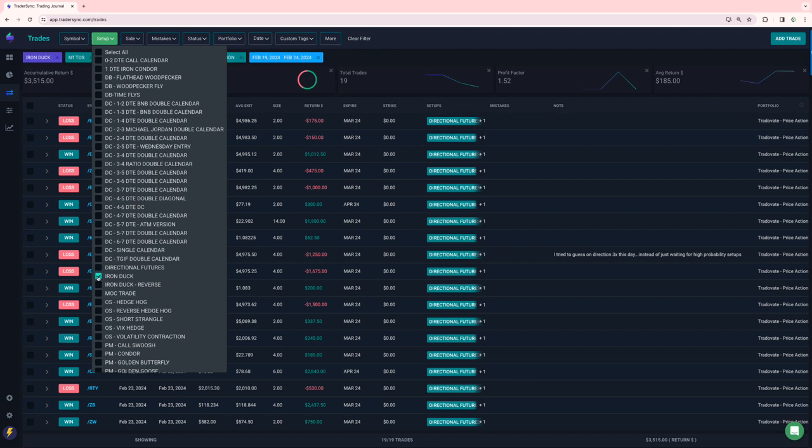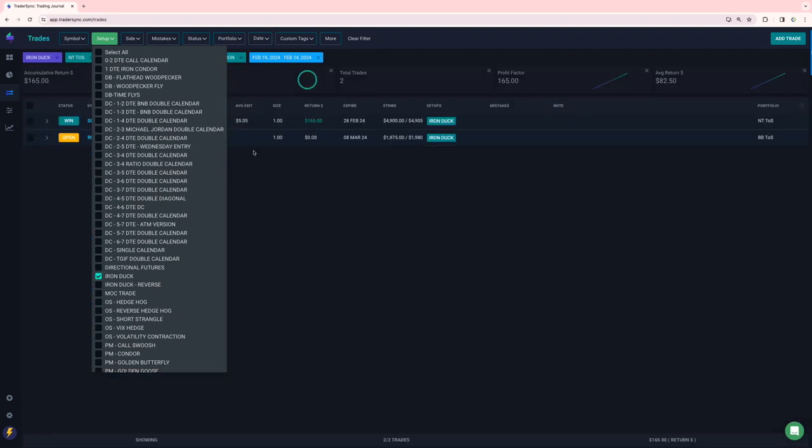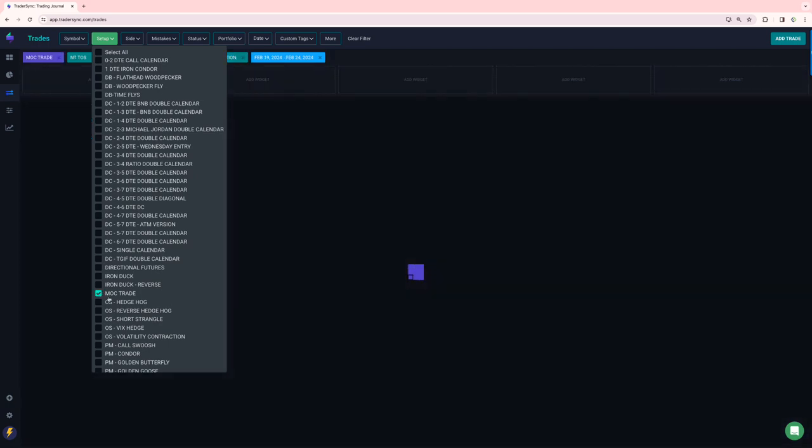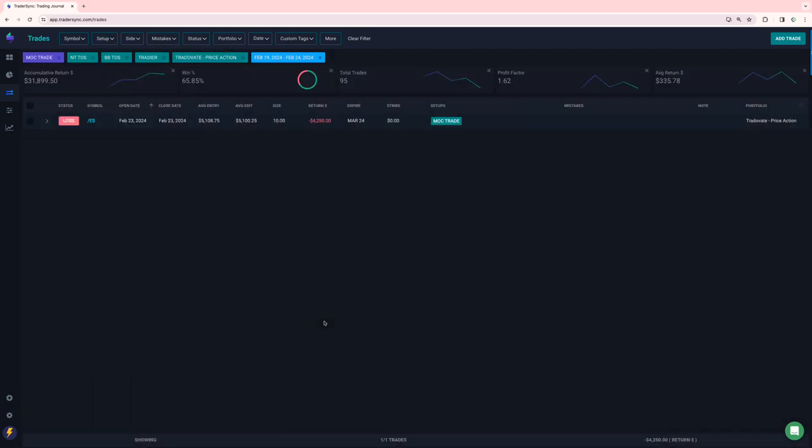Iron Duck had one small duck win for 165. MOC trade, so a market on close and balance trade. This one had a big number on Friday, 3.1 billion, I think it was, to the buy side. So I got long, which typically will give you 5 points. And it did the exact opposite. It went against me, so I got smoked for 42.50 on that one.